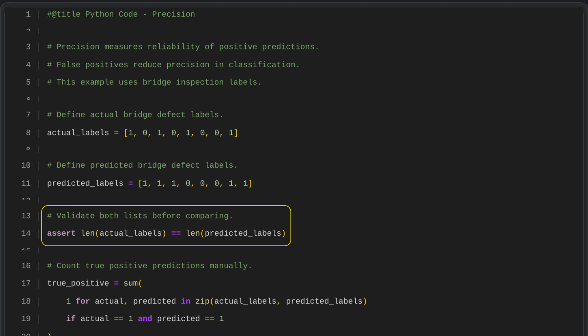First, check that the actual and predicted label lists are the same length. This ensures each prediction can be matched to the correct actual label for accurate comparison. If the lengths differ, the data is mismatched, and later calculations may be incorrect.